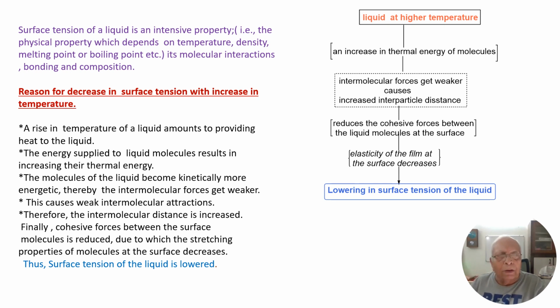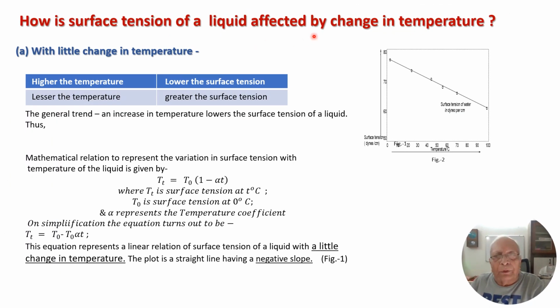Now, let us see how surface tension of a liquid is affected by change in temperature. Two ways are there. There may be a greater change in temperature or a little change in temperature. If the temperature variation is not much, of course the factor is lesser the temperature, greater the surface tension, higher the temperature, lower the surface tension. The general trend is that an increase in temperature lowers the surface tension of a liquid.